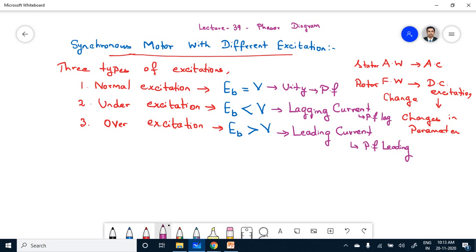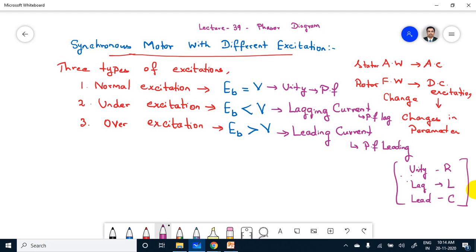So you know the basic difference between lagging, leading and unity. Unity is applicable for resistance. Lagging is applicable for inductance. Leading is applicable for capacitors. This is the basic.